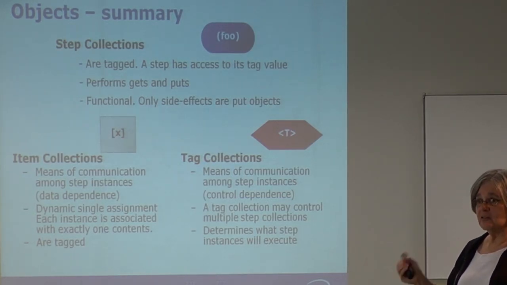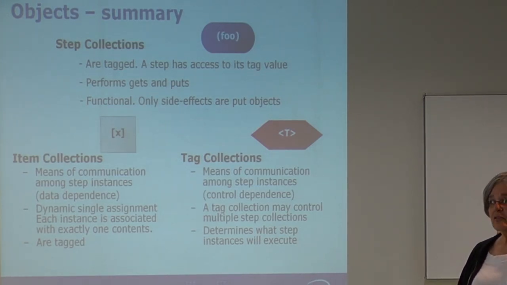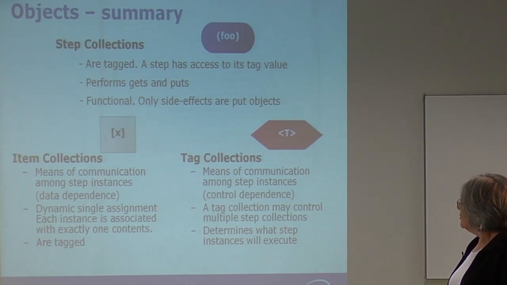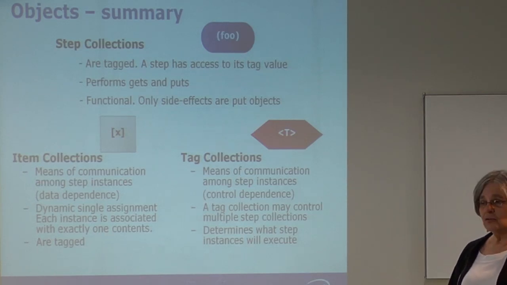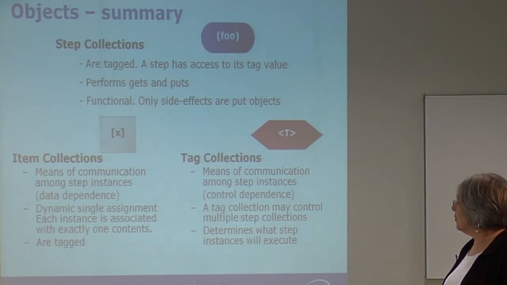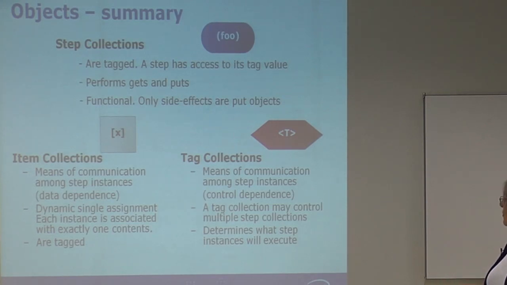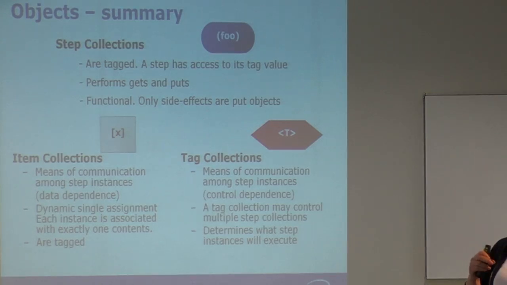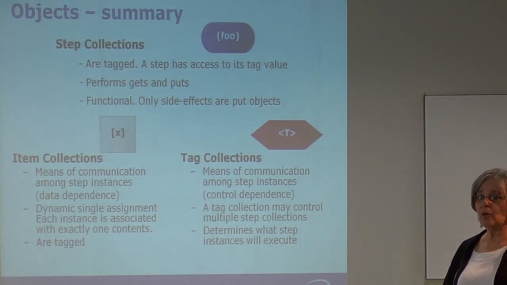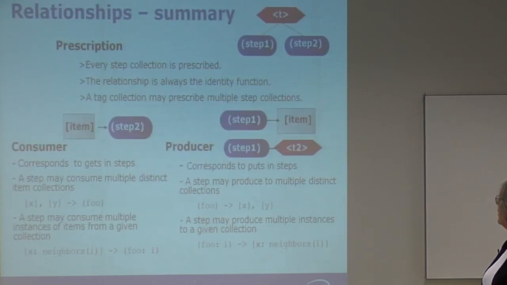It's that the steps are functional, and that the data is single assignment, that gives us this determinism. So the items are the means of communication between the producer and consumer relationships. So they have to be in this dynamic single assignment form, and the items are also tagged. And the tags are the means of communication that represents the control dependence. And that creates our ability to distinguish the if from the when something's going to execute.